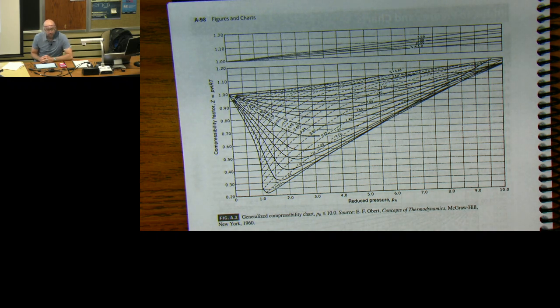I want to find volume, not specific volume. I want to find volume. So what I'm going to do is replace that: specific volume is equal to volume over mass. And so my equation is going to be z is equal to PV over MRT. And if I want to, I can solve for my volume. That volume is going to be equal to Z MRT all over pressure.